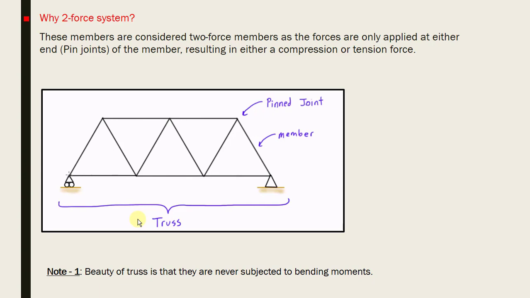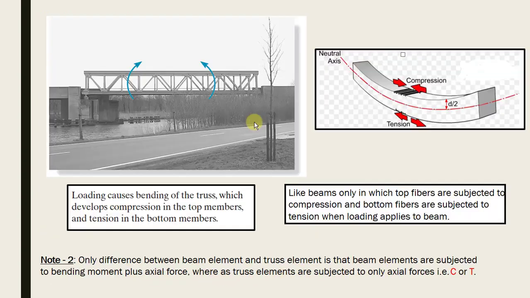Next question is, why two force system? These members are considered two force members as the forces are only applied at either end, that are pin joints of the member, resulting in either compression or tension force. Here you can see in the diagram that all joints are pin joints and all members are connected by pin joints. That's why the beauty of the truss is that they are never subjected to bending moments. Here you can see one of the real examples of truss problems.